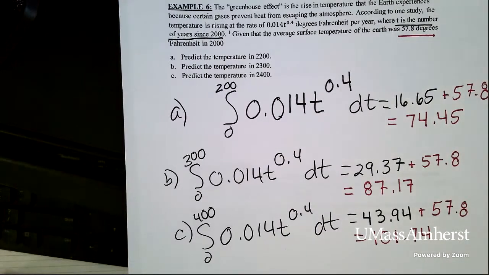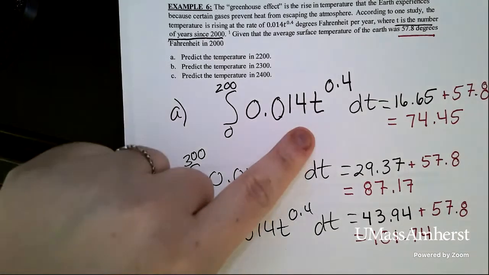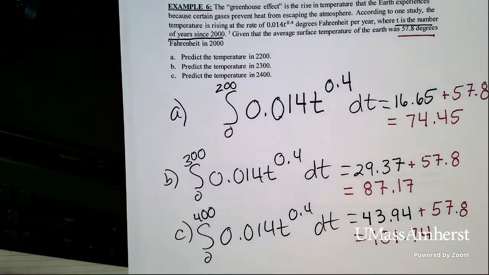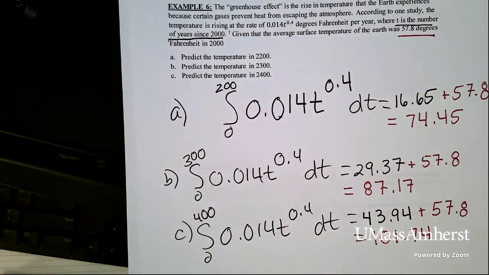So again, when you're given some sort of rate and we're looking at how much the original function changes, that tells us that we're looking for area under the curve. If we have the function, we can use definite integrals to get our exact area under the curve. But if we have tables or other types of things, sometimes we do need to approximate.